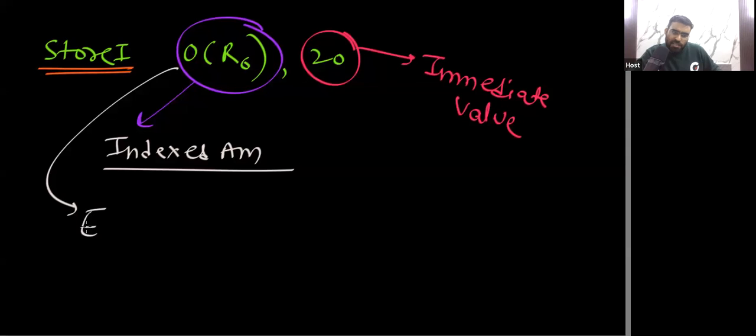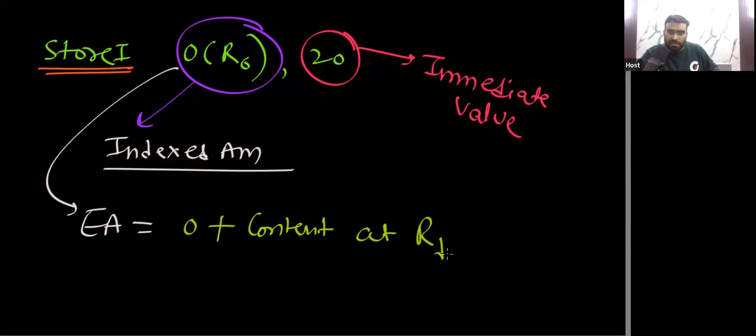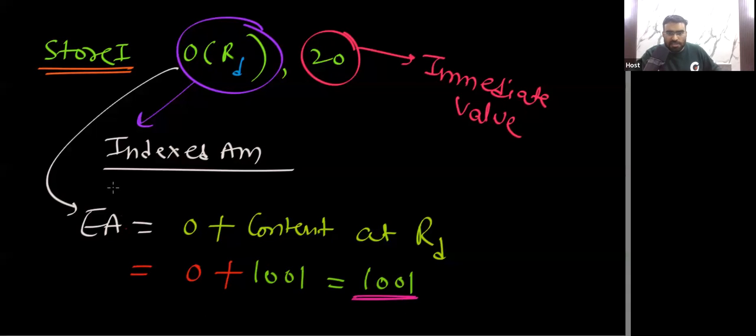So tell me, what is the effective address? The effective address is 0 plus the content at RD. Sorry, this is RD. Why am I writing R6 again and again? So effective address is 0 plus content at RD. What is the content at RD? Please tell me. The content at RD is 1001. So that will be your effective address.